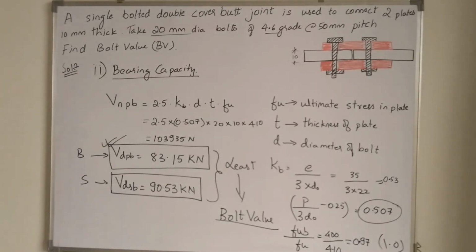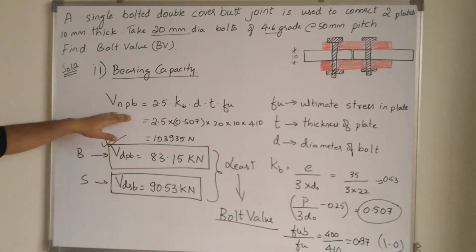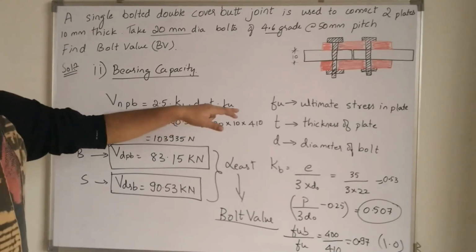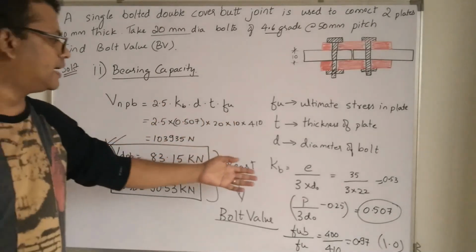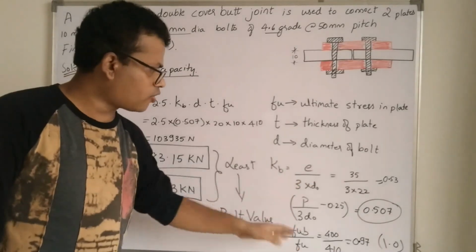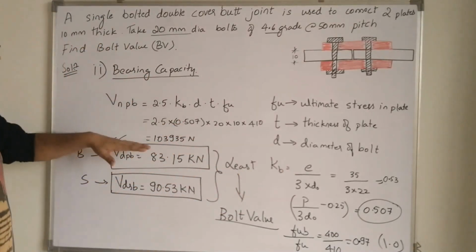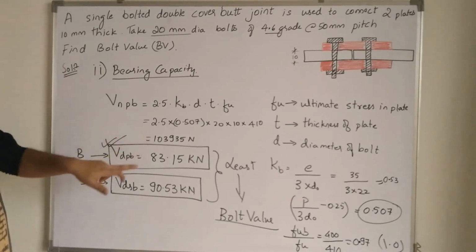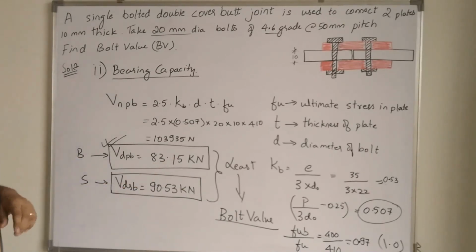Let me just repeat what I have said for bearing capacity. The bearing capacity formula is this divided by 1.25. So first we will write this. What do we have to find in this? We have to find KB, because other things are known to us. If we don't know, we have assumed this value, but KB we cannot assume. We have to calculate, and there are 4 possibilities. Of these four, whichever value is the least will be the value of KB, and you will substitute that KB here and calculate. Once you get this value, this divided by 1.25 will give us VDPB, which is 83.15 kilonewton.